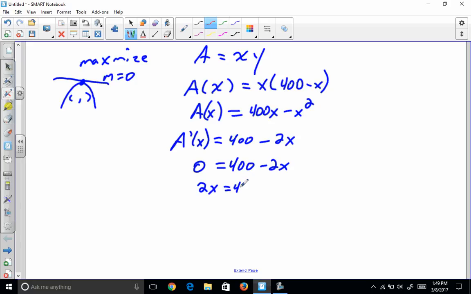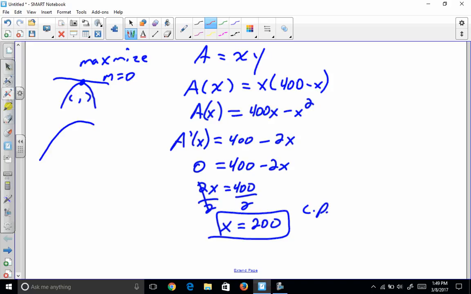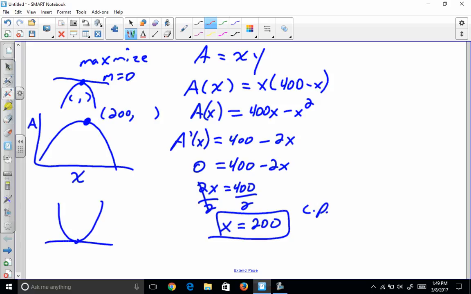Add 2x to both sides. Divide by 2, so we get our critical point is 200. So the x coordinate there is 200. Think about it: our input is x, our output is area. We're not guaranteed that this is a maximum. We need to first of all show that we have a maximum, not a minimum, because there are also minimums when our slope is 0.